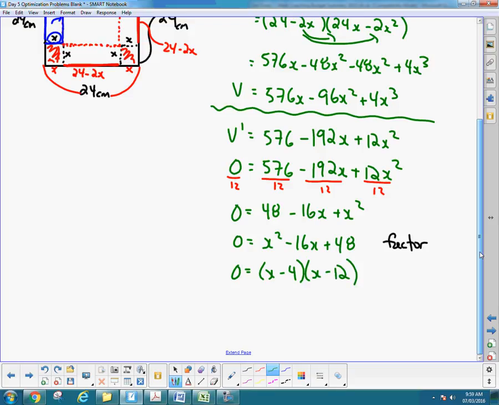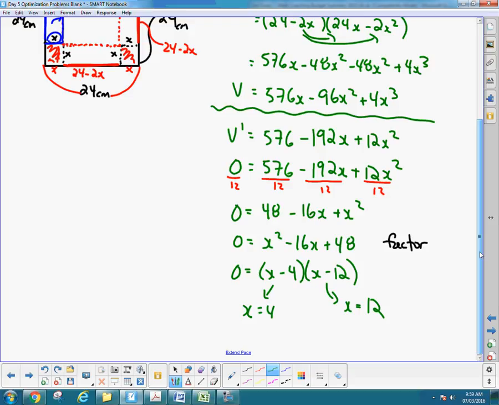Each of those will result in 2 answers. This one will result in an answer of 4, and this one will result in an answer of 12. Let's write that later. Okay, so hopefully you had a chance to try to solve by factoring to get 2 answers in this case, because it's a quadratic, x equals 4 and x equals 12.